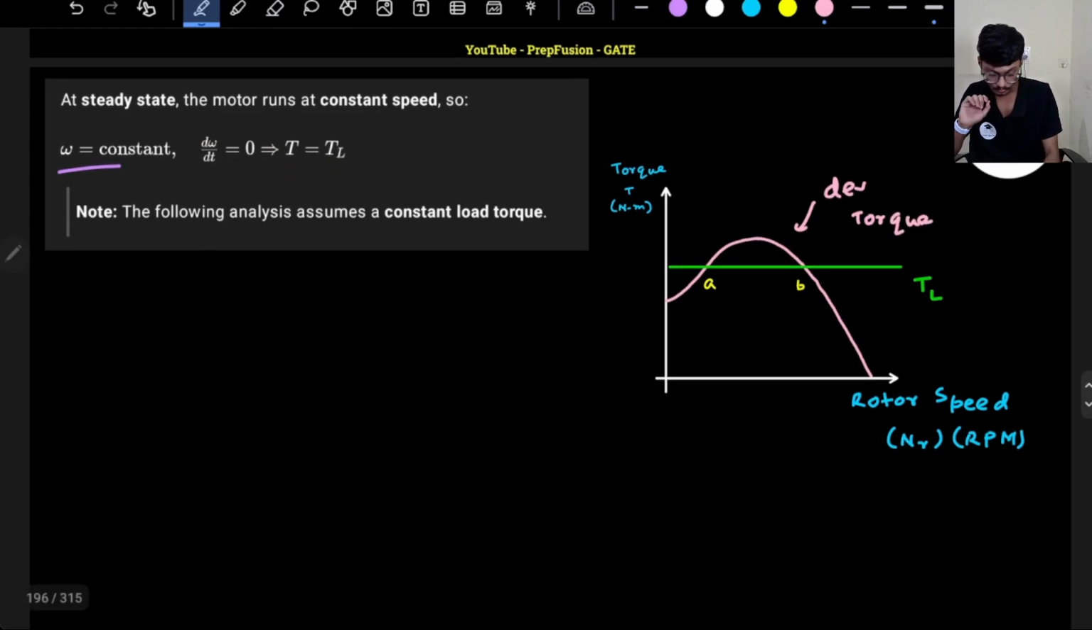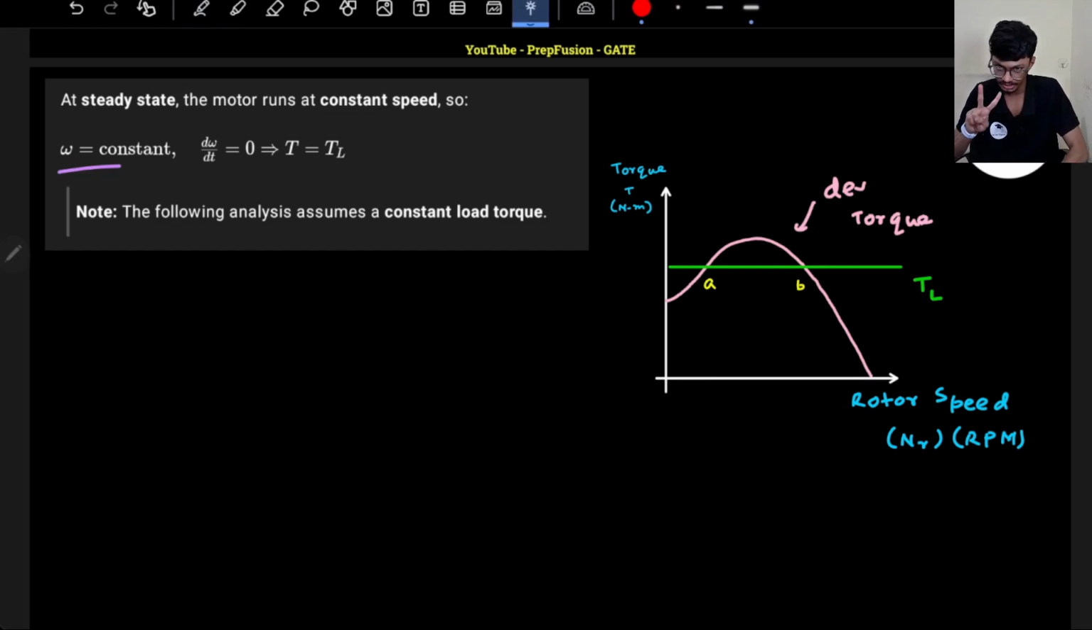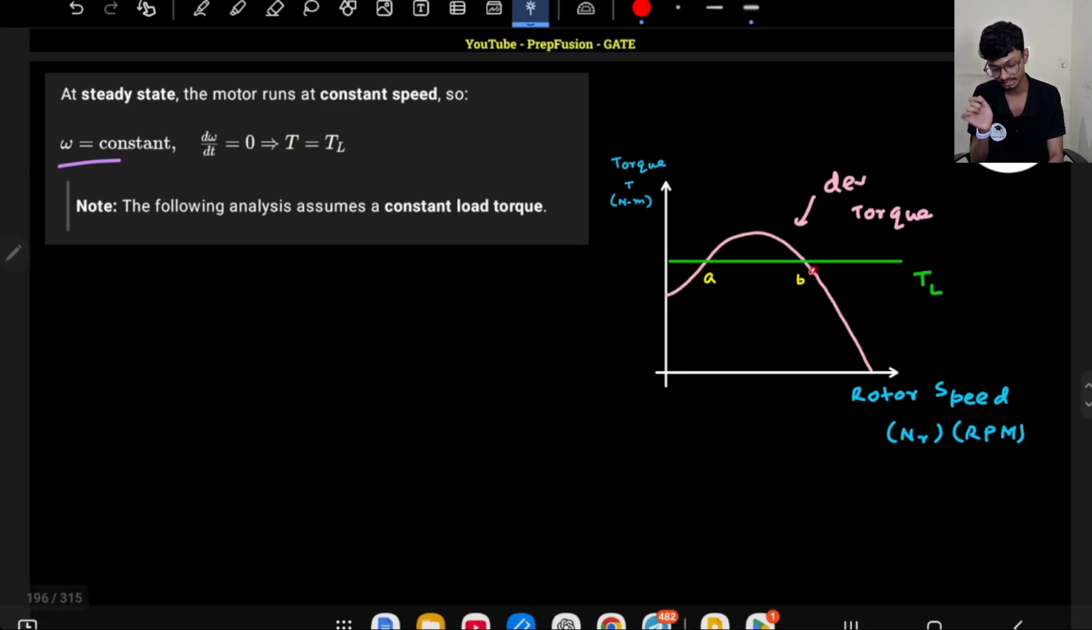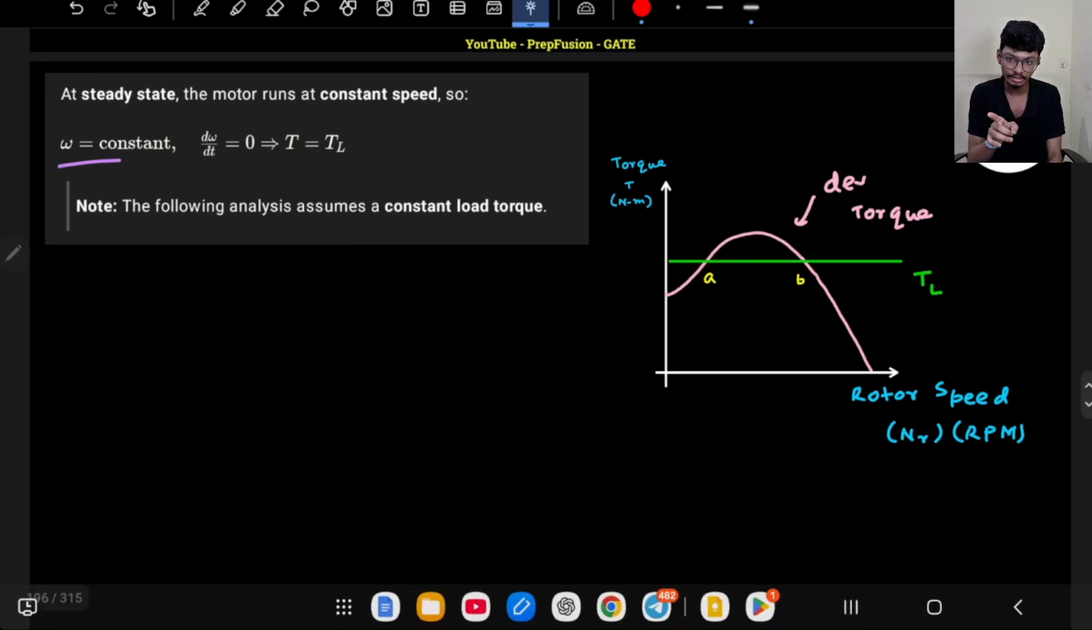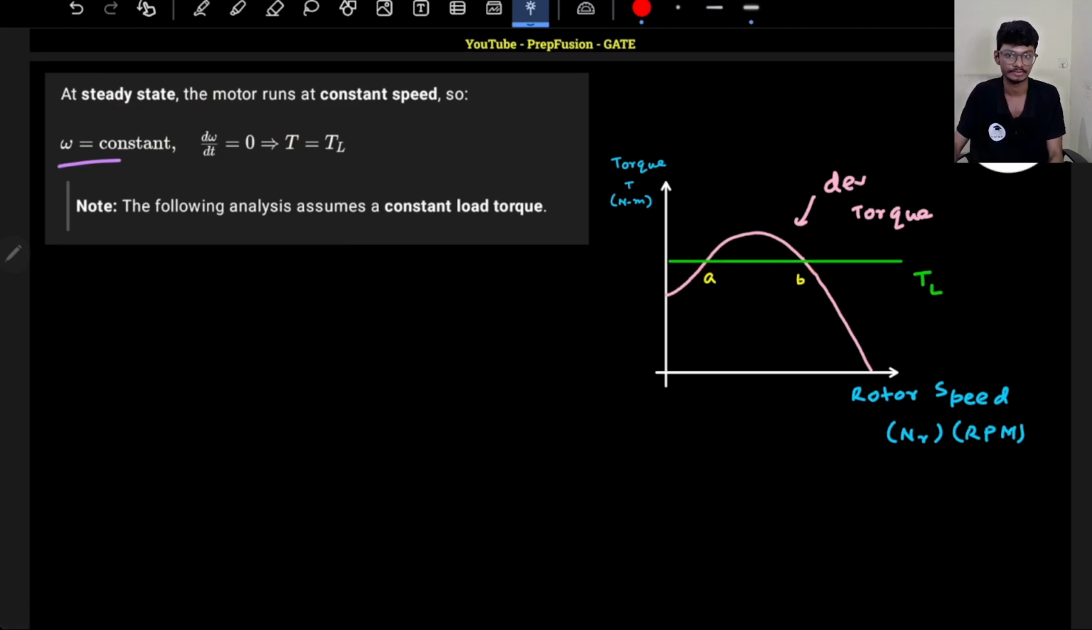So what I can say is that there are 2 cases for which I can get a constant speed, because ultimately the net torque has to be 0. Wherever the load torque and the developed torque are equal, that will be my steady state. So my motor can stop at this point and at this speed. But can you tell me which one is the stable speed?